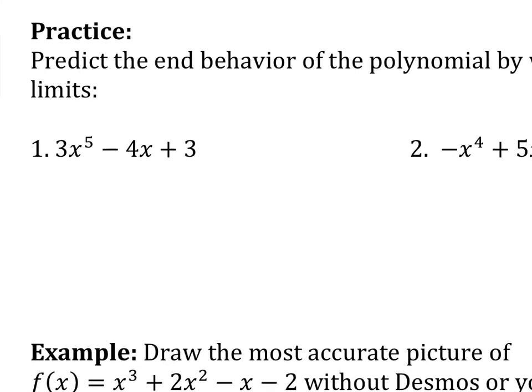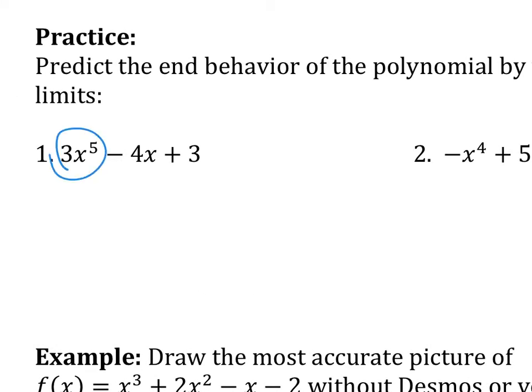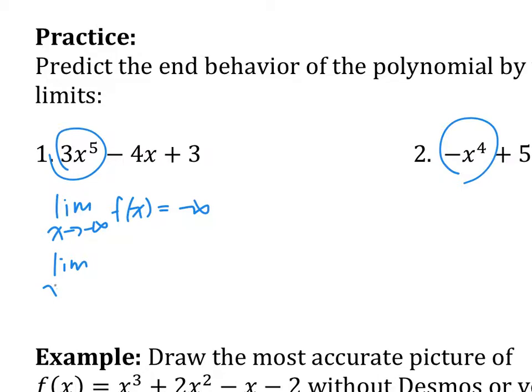All right, so if you look at 1 and 2, the highest term is going to dominate. So number 1 is odd. Odd means that you're going to start on the bottom and go up. So limit as x goes to negative infinity, f of x goes to negative infinity. And then limit as x goes to infinity, f of x goes to infinity.